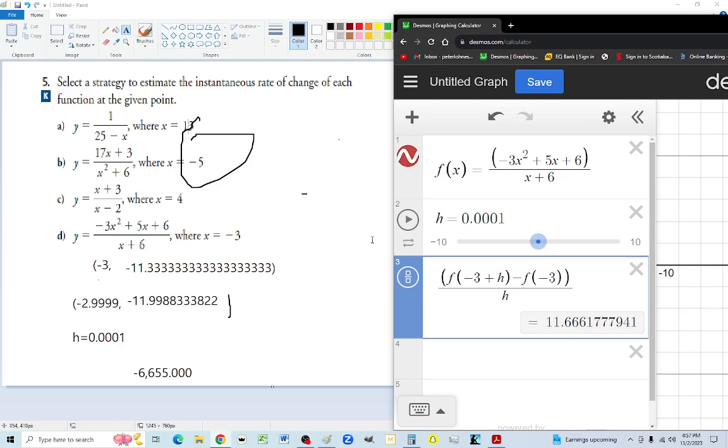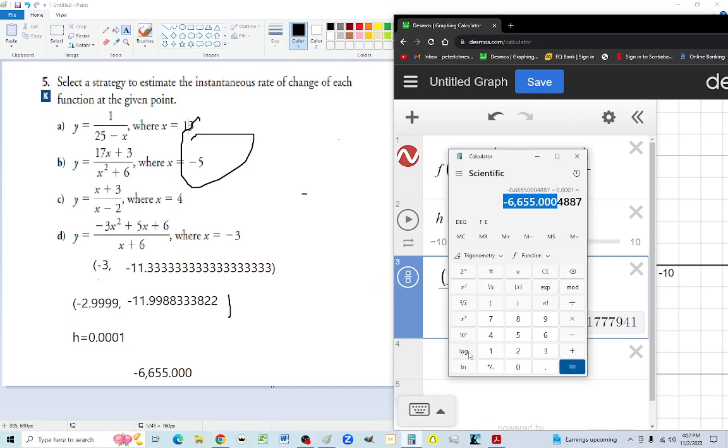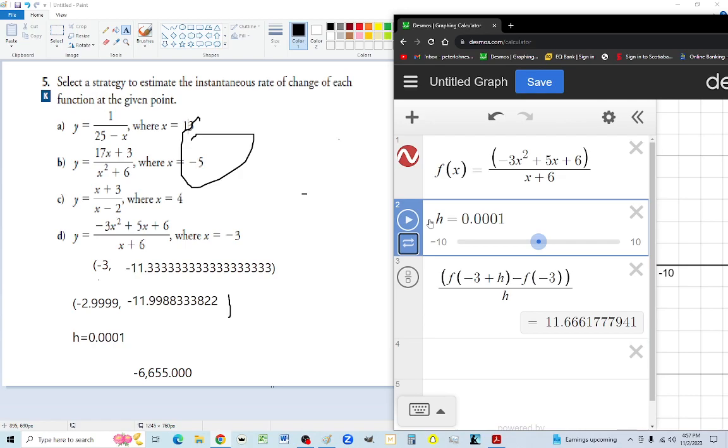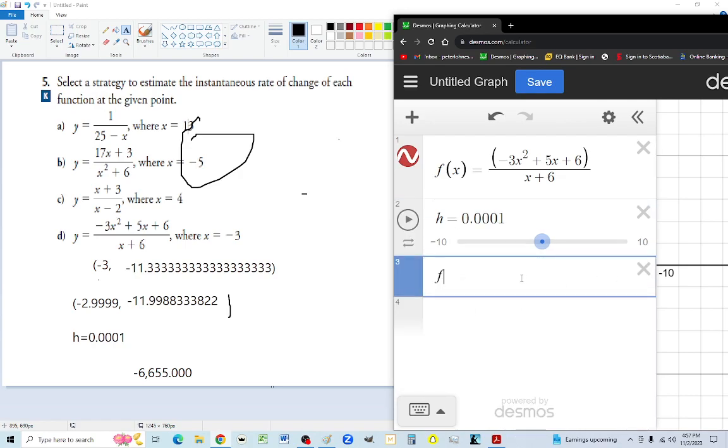So I should make sure that 2.999 is indeed minus 3 plus 0.0001, negative 2.9999. Yes, it is. So I got that right. Let's just leave that there and go to this one. Let's figure out what f of negative 2.9999 is. Okay, I got that right. Let's see, negative 3. I got that wrong somehow.